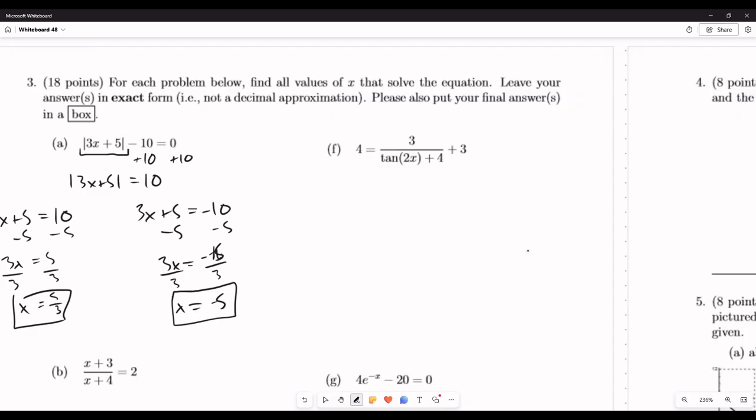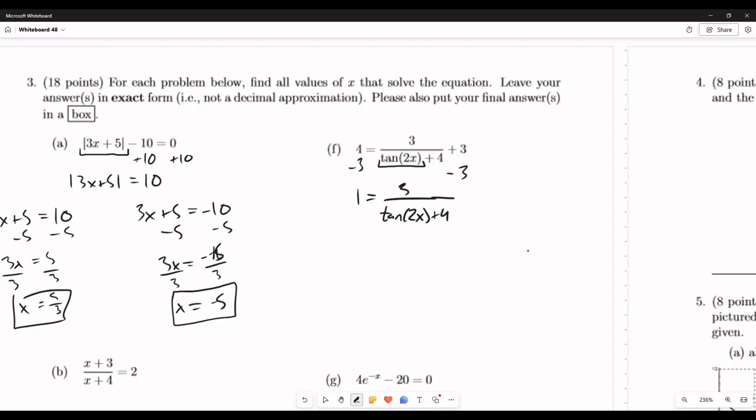So once again, my first goal is to get this tangent by itself. And there's a few different ways to do that. Here's what we're going to do. I'm going to start by getting this fraction by itself. So we'll go ahead and subtract 3 from both sides. We'll get 1 equals 3 over tangent of 2x plus 4.